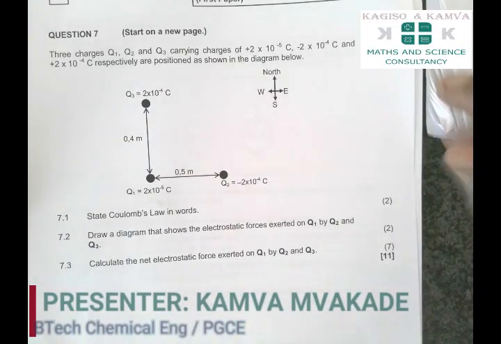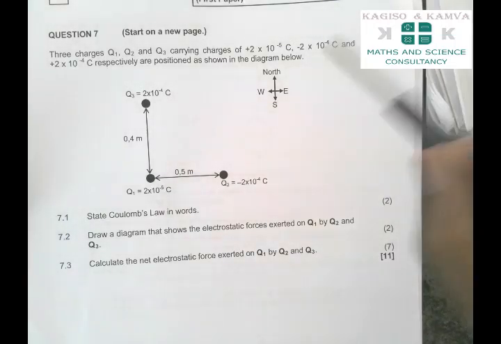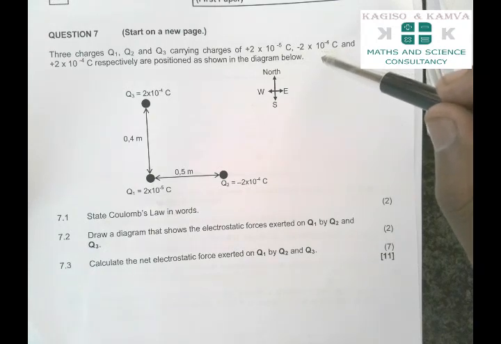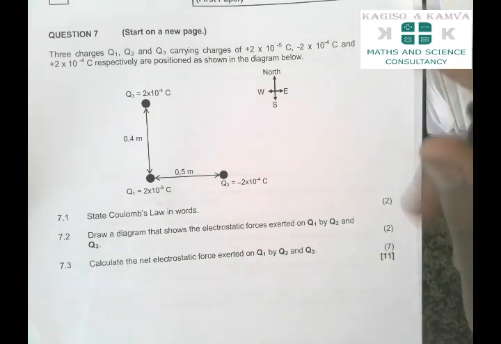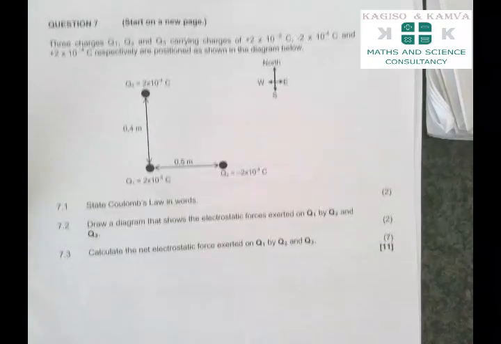Now, we've got 3 charges, Q1, Q2, and Q3. Q1 carries a charge of positive 2 times 10 to the power negative 5 coulombs, Q2 carries negative 2 times 10 to the power negative 4, and Q3 carries positive 2 times 10 to the power negative 4 respectively, positioned as shown in the diagram below. Now in this question, what are we asked to do?